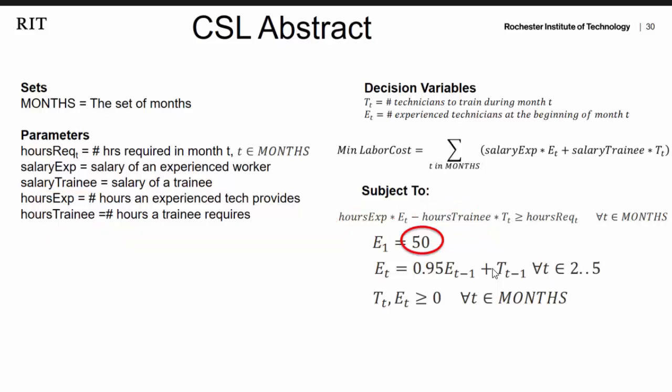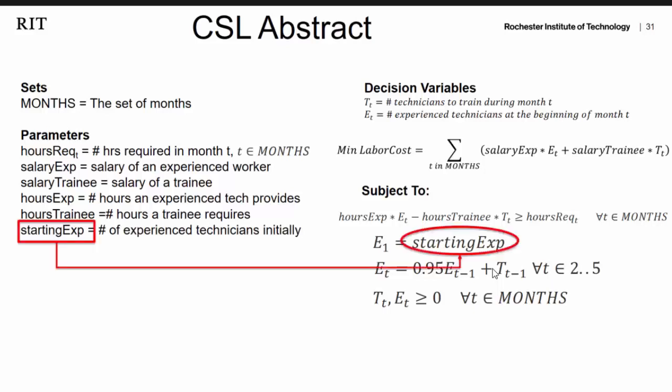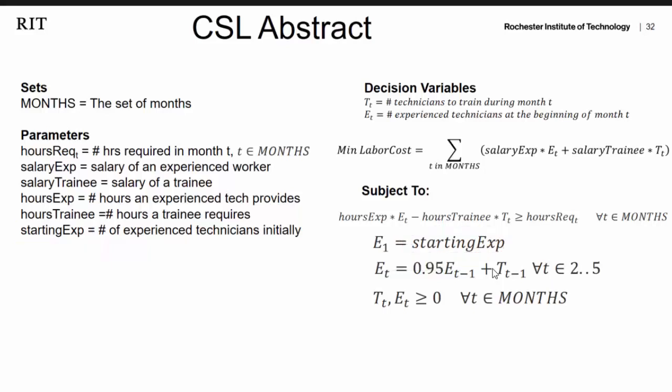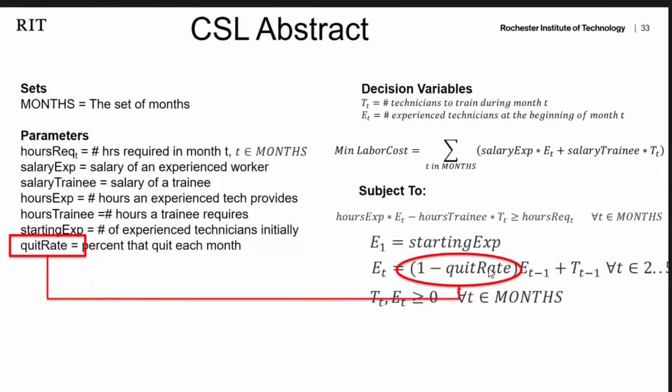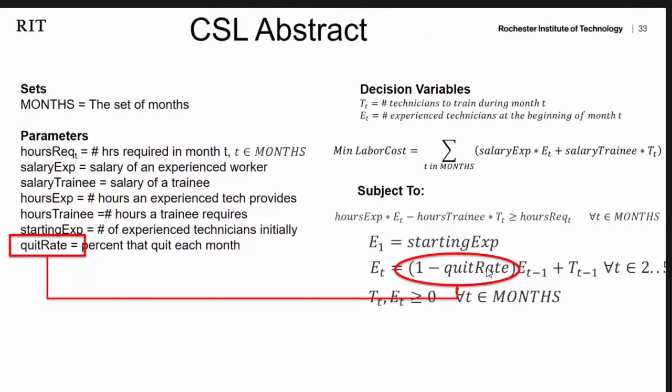And then there's a few more parameters we should take care of. We should take care of the number of starting experienced workers. And then we can also replace this 0.95. We can use something like a quit rate, for example, and we can say 1 minus the number of people that quit. That's going to be who's left, and we can use that in our model formulation.